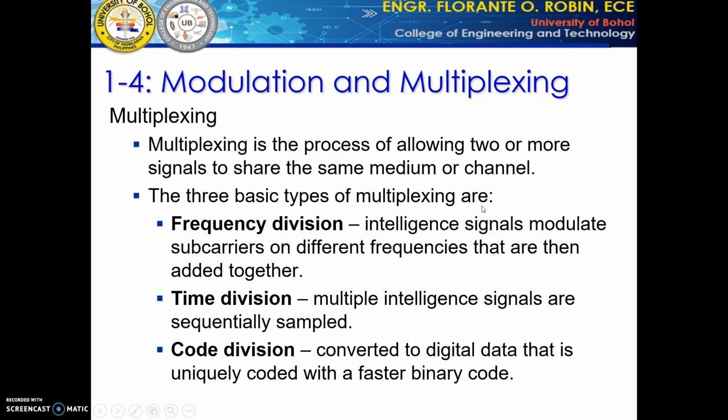So multiplexing is a process of allowing two or more signals to share the same medium or channel. We have three types of multiplexing: frequency division, time division, and code division. In frequency division, intelligent signals modulate subcarriers on different frequencies that are then added together. What varies is the frequencies, so signals of different frequencies pass together. In time division, they are given time slots when they can pass. In code division, a code is attached so they can pass together, and the message cannot be understood by others because of the code.